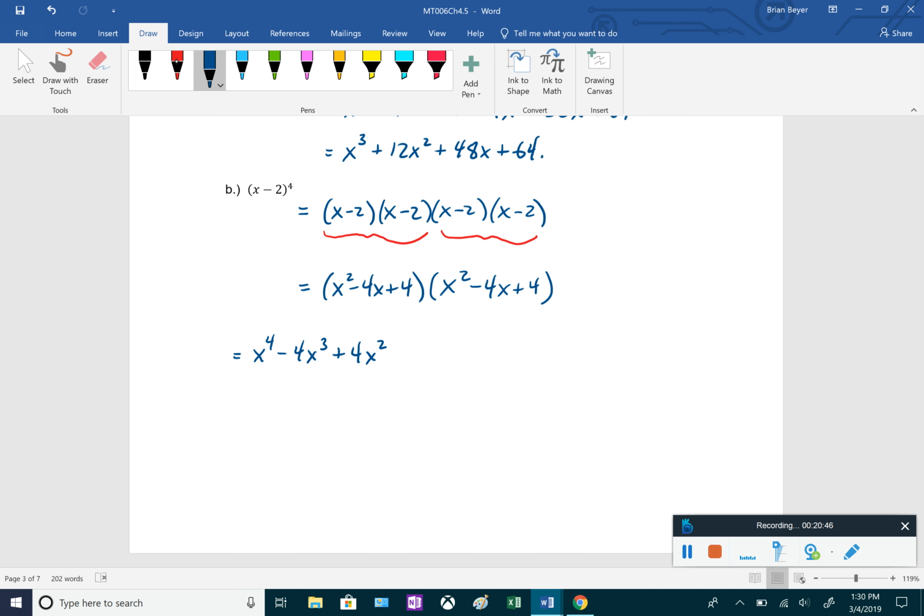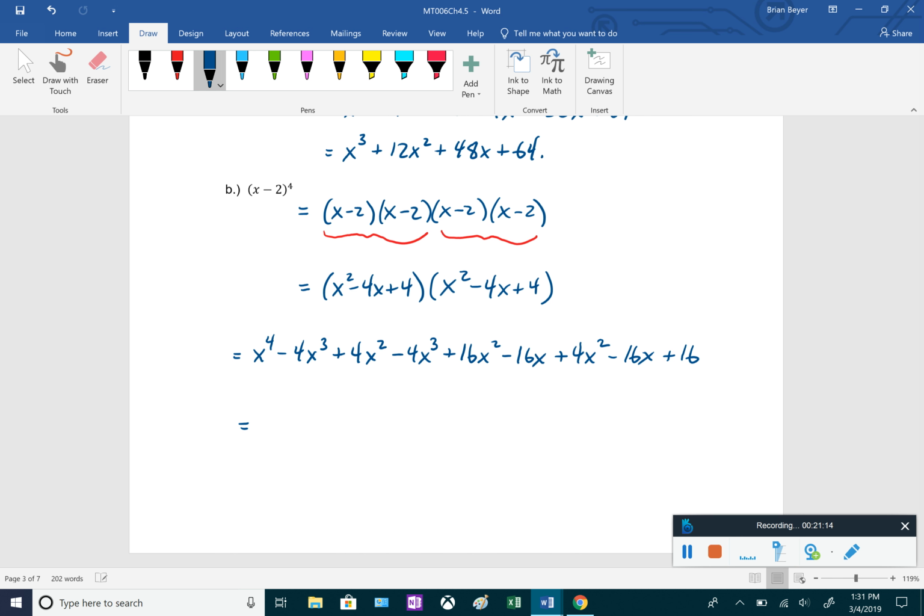Now multiplying negative 4x through, we get negative 4x times x squared. That's negative 4x cubed. Negative 4x times negative 4x plus 16x squared. Negative 4x times 4, negative 16x. Now multiplying the 4 throughout, we get 4 times x squared, 4x squared. 4 times negative 4x, negative 16x, and 4 times 4 plus 16.